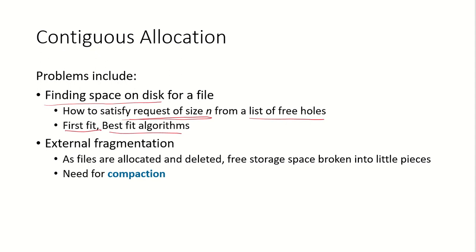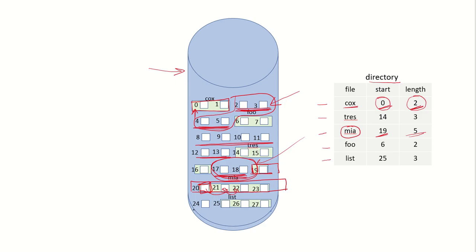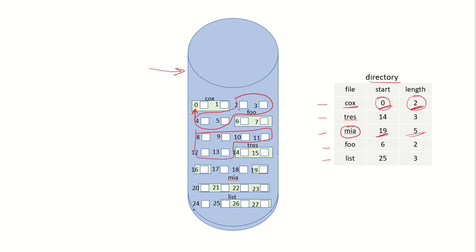But if there was a request for, let's say, 7 blocks, how will that be satisfied? As files are being allocated and deleted, this free storage space is broken into little pieces. This is external fragmentation. If we look over here, we can see a hole of 4 free blocks, here are 6 free blocks, and here are 2 free blocks and 1 single free block over here.